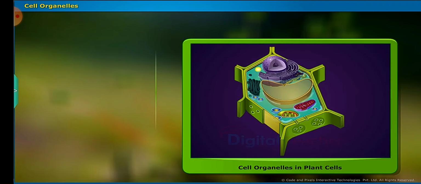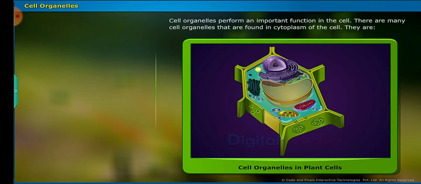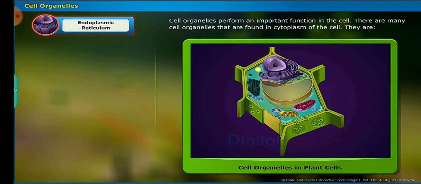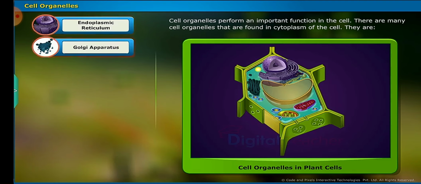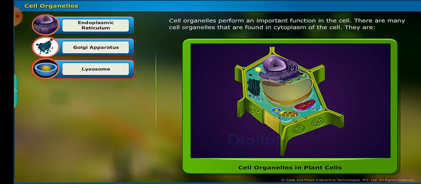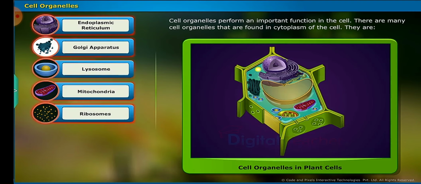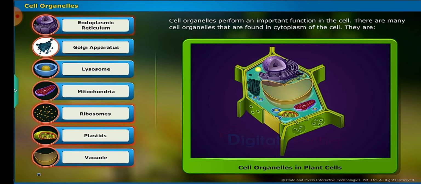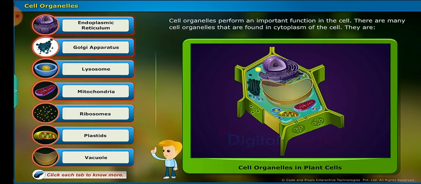Now, let us learn about the important cell organelles in plant cell. Cell organelles perform an important function in the cell. There are many cell organelles that are found in the cytoplasm of the cell. They are Endoplasmic Reticulum, Golgi Apparatus, Lysosome, Mitochondria, Ribosomes, Plastids, Vacuole. Click each tab to know more.